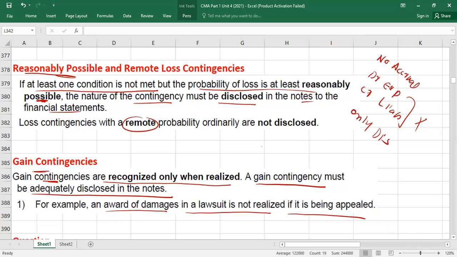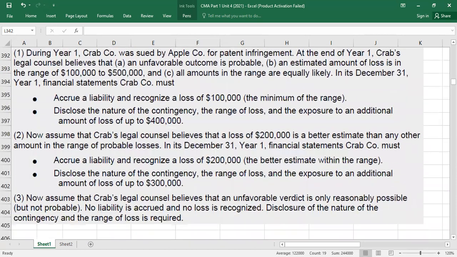So now guys, here we have examples to do. For example, if we have a question, please focus with me.